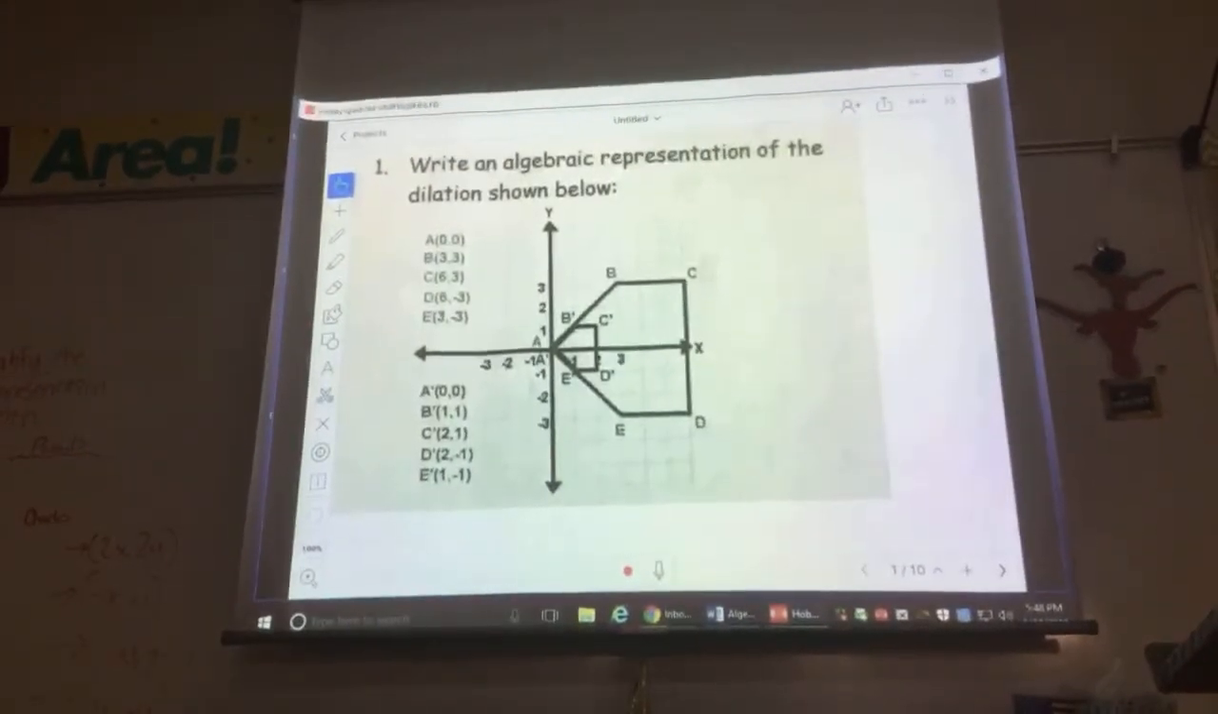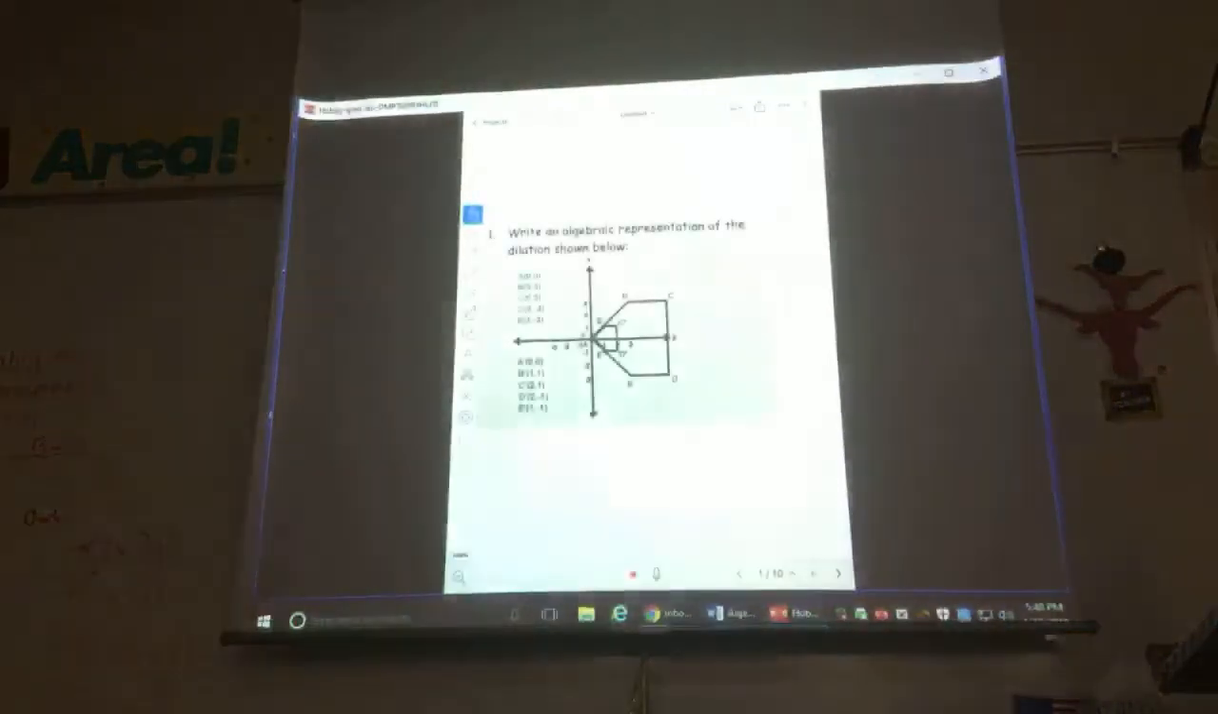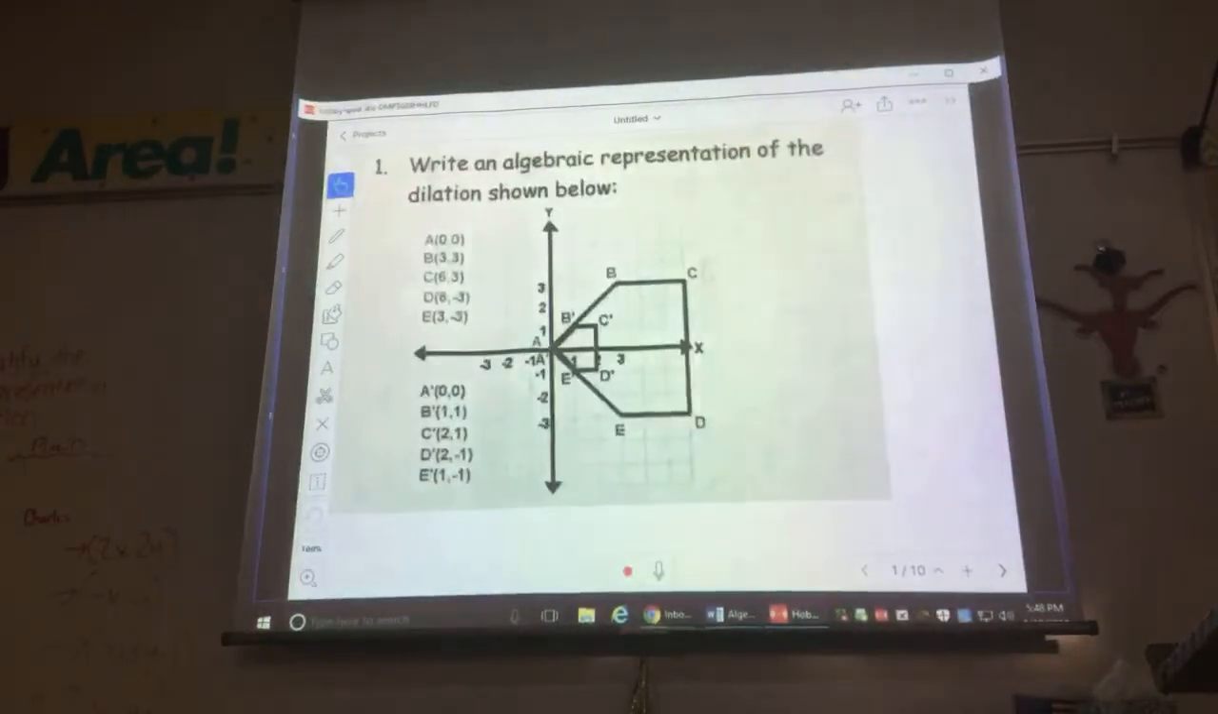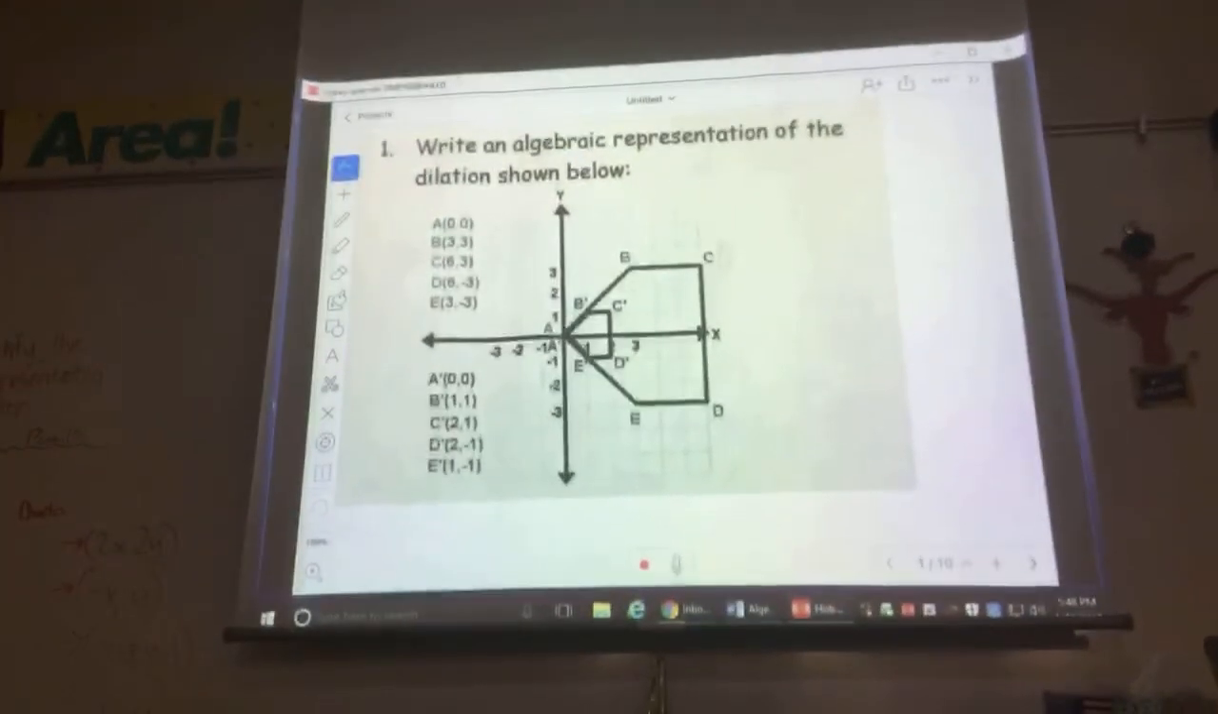All right, here's homework 21. All right, so we're on homework 21 today. We worked on reflections today. We talked about that, introduced that to you.